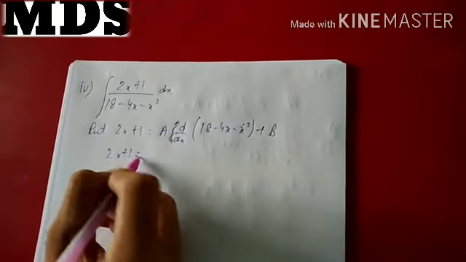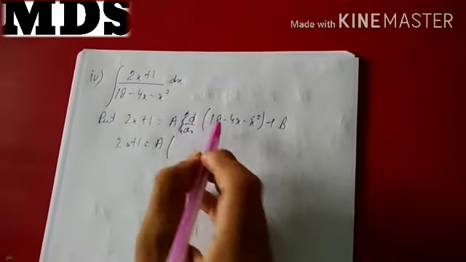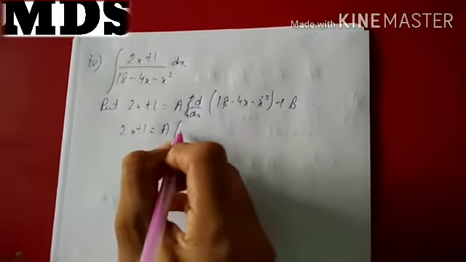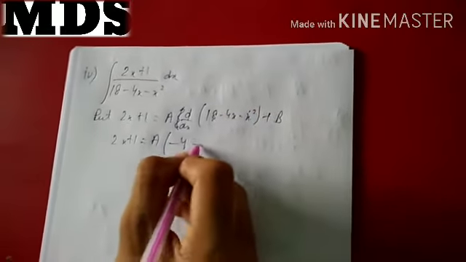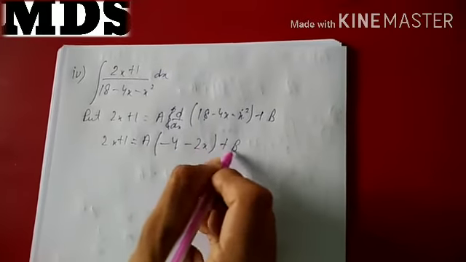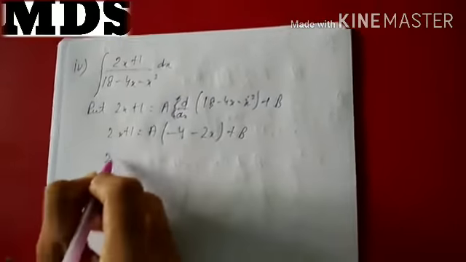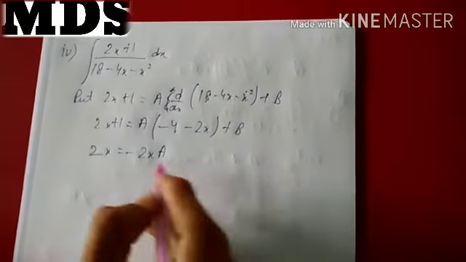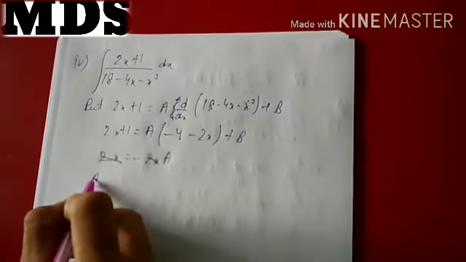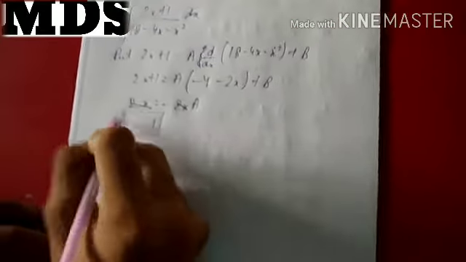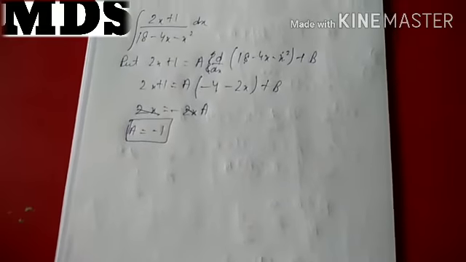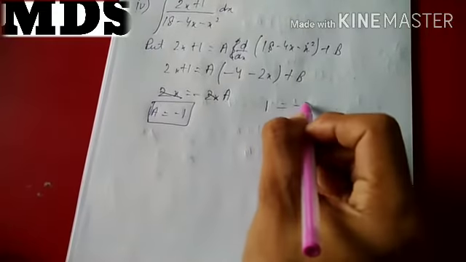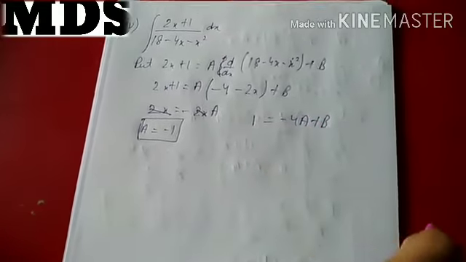So 2x plus 1 will be equal to a into differentiation of 18 will be 0 because it is a constant, of minus 4x will be minus 4 and minus x square will be minus 2x, plus b. So that means what? I can write 2x equal to minus 2x into a. So 2x will cancel 2x, a will be equal to what? Minus 1. And 1 will be equal to what? 1 will be equal to minus 4a plus b.